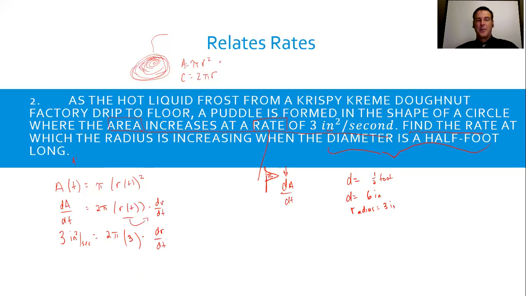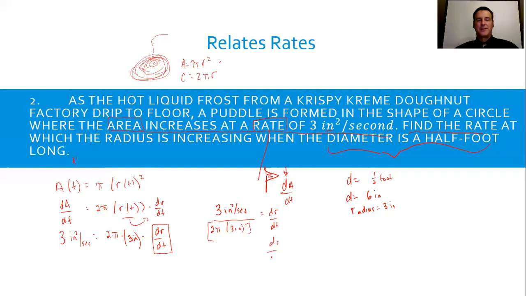All right, so my last step is just to solve for what they're asking for, which is the rate at which the radius is increasing. I'm going to divide by basically this 2 times pi times 3. So I got 3 inches squared per second. My dr/dt will be here. And remember that this was 3 inches inside, so that is 2 pi times 3 inches on the bottom.